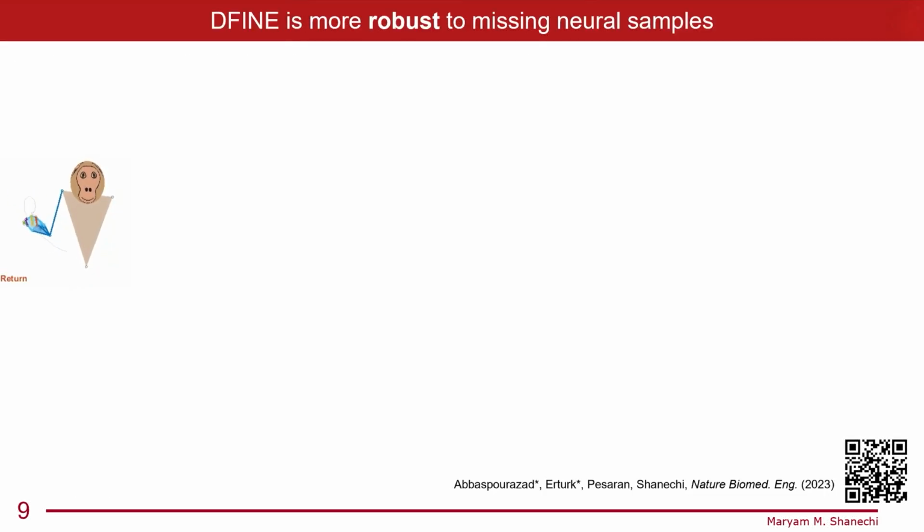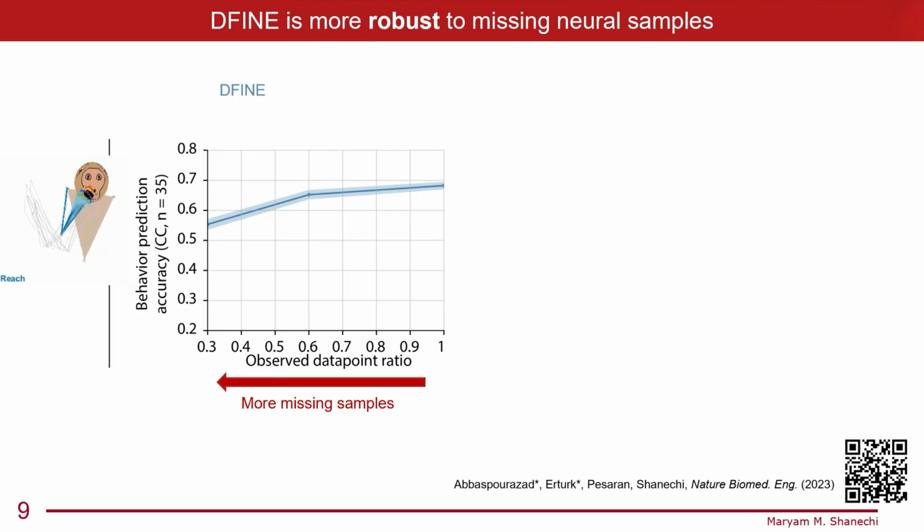We applied this in multiple datasets, including a reach and grasp movement dataset in which monkeys were reaching and grasping in 3D space while neural activity was being recorded. We first confirmed that DEFINE could indeed enable flexible inference: real-time, non-causal, and with missing samples. Then we compared to a bunch of benchmarks, including the linear model.